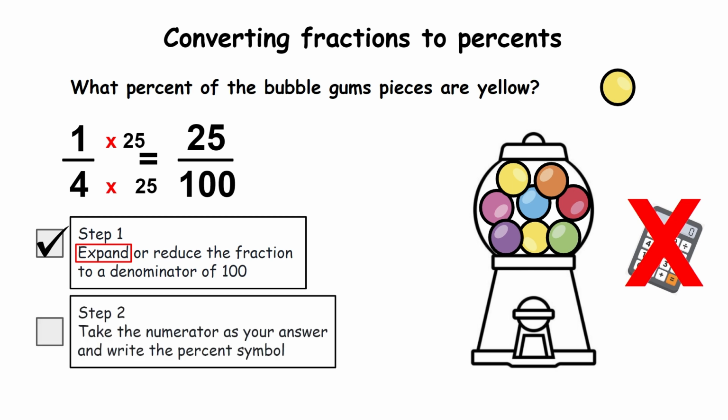For the second step, remember that percent is a number out of 100, and we've just calculated that number, which is 25. So let's take that number, write the percent symbol next to it, and that's it. We've just converted a fraction into a percent without using a calculator. And as you can see, this method works well when you have a fraction that can be expanded or reduced to a denominator of 100. And if you have a fraction that is similar to this fraction, where in the beginning we had a denominator that was not a factor of 100, you can start by reducing your fraction to the simplest form first.